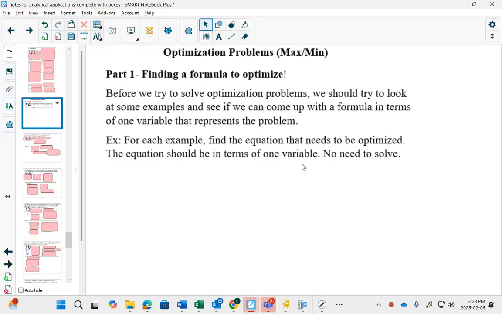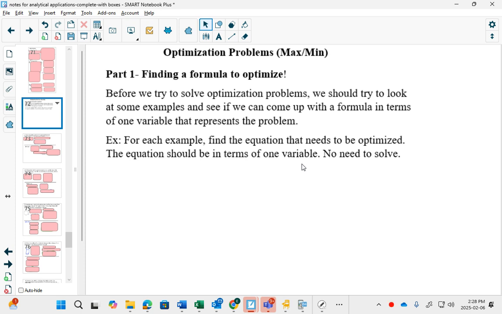A very nice application for calculus is to optimize things. This is huge for businesses, for life in general. We want to make things the best that they can be, or find the minimum amount of materials we need to use, so we're often optimizing. And why is this super helpful with calculus?